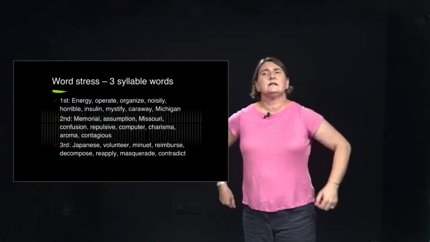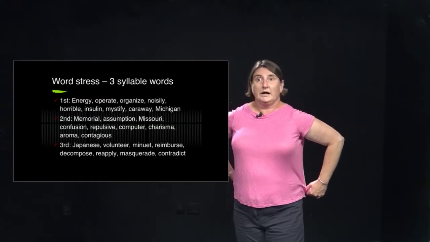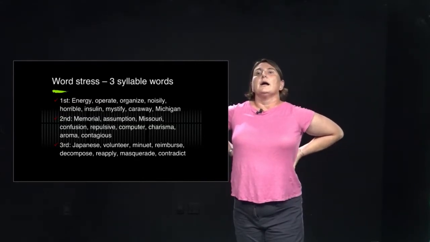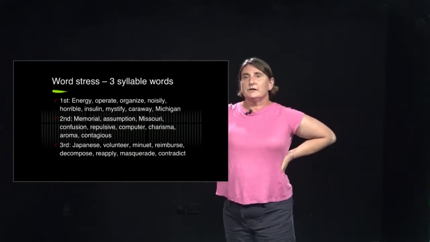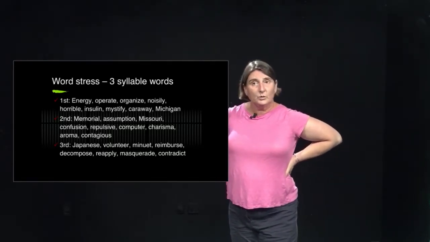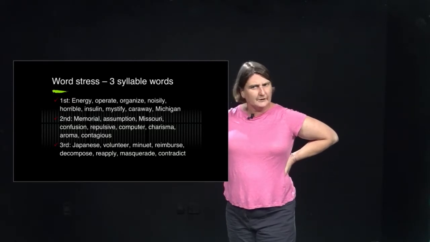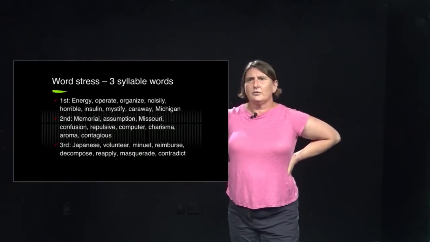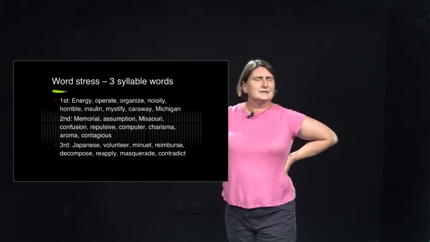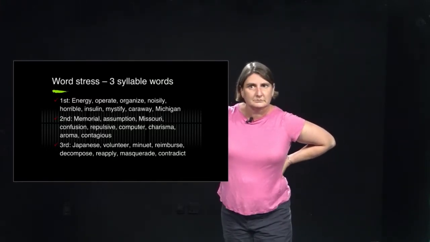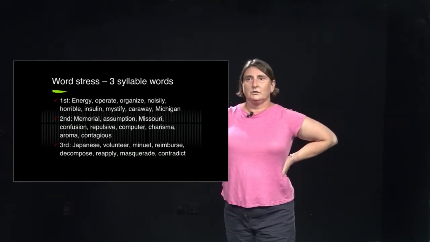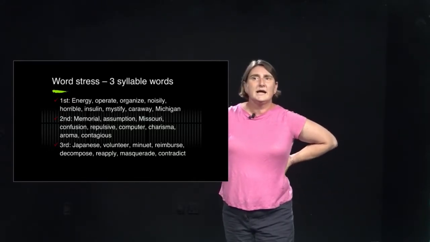It's something that we as native speakers simply learn, but it's more complicated than that for people who are picking up English later in their lives. So let me first read some three-syllable words with first syllable stress so you can feel that pattern. Energy, operate, organize, noisily, horrible, insolent, mystery, caraway, Michigan. Okay. Now the second syllable. Memorial, assumption, Missouri, confusion, repulsive, computer, charisma, aroma, contagious.